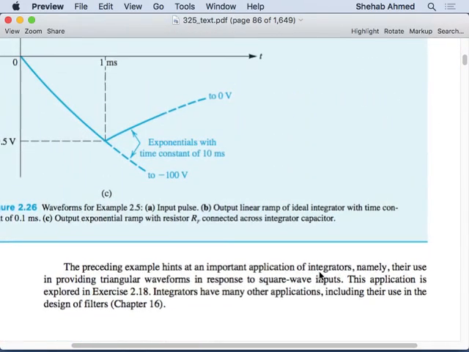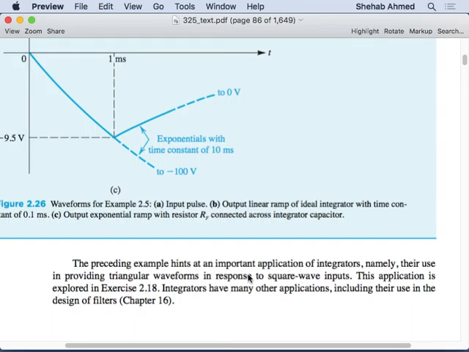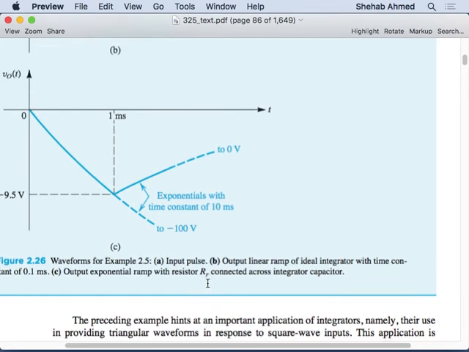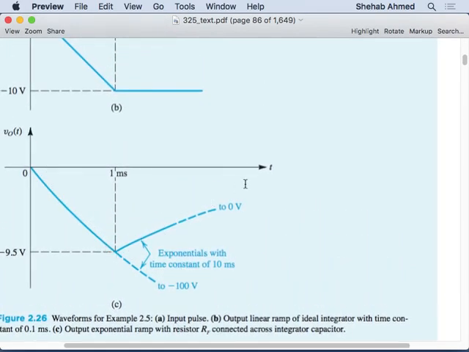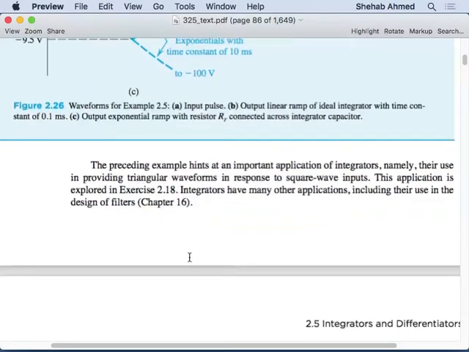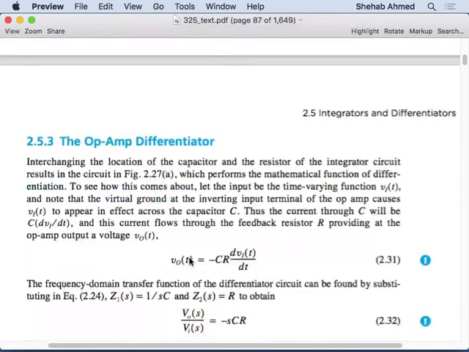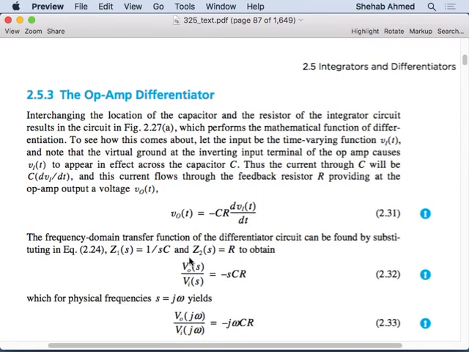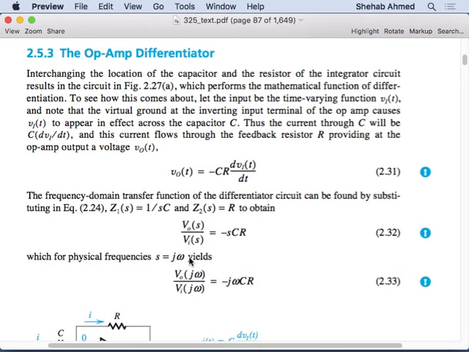Okay, so this is an example of using the integrator circuit to create a triangular waveform. If you see what's happening here, I put in a square wave, and I got something that looks like a triangular waveform. Depending on the value of R and C, I can make this look more like a triangular waveform. So this is just an example application of what the integrator can be used for. Any questions on the integrator?